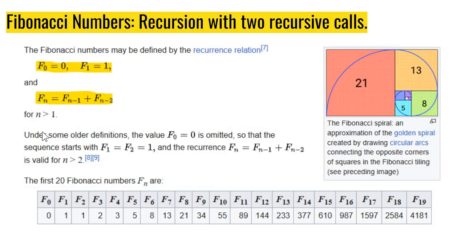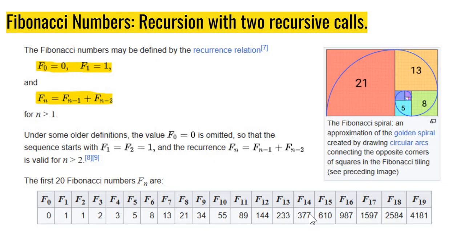Now, to see this in an example: 0, 1, F2 is 1 because F1 plus F0 is 1 plus 0, that is 1. F3 is 2 because 1 plus 1, that is 2. F4 is 3. That's because I'm doing F3 plus F2, so that's 2 plus 1, which is 3. F5 is 5 because F4 plus F3, that is 3 plus 2 is 5, and so on.